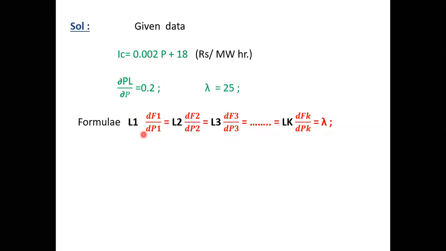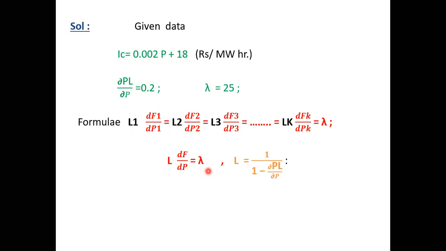This is the generalized condition in case 2 when we are considering the losses. The difference between case 1 and case 2 is that when you are considering the losses, we need to consider a penalty factor also. This is the only difference between case 1 and case 2. Here we are taking only one power plant, so I am representing it with only one unit in generalized form, that is L into dF by dP equals lambda.